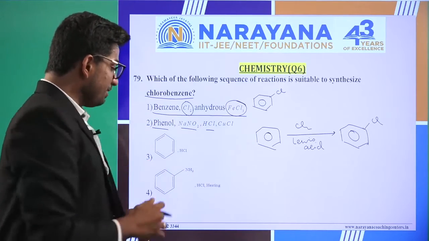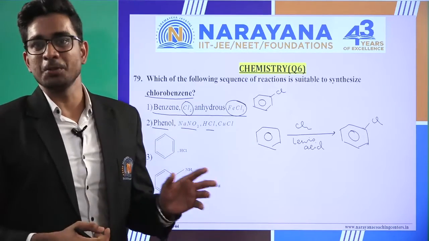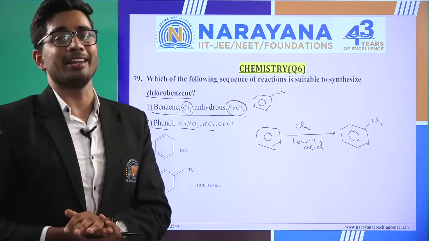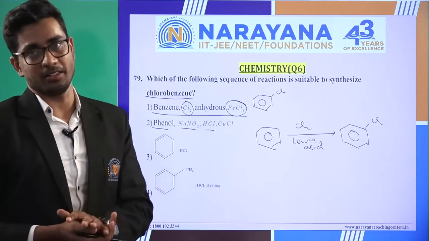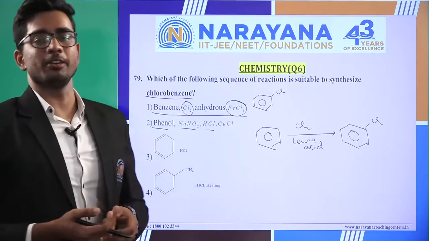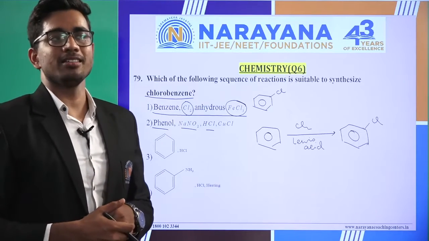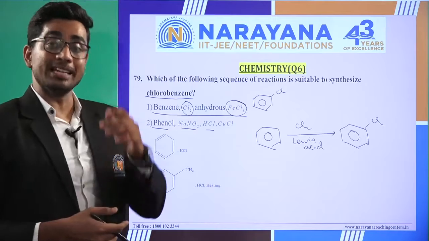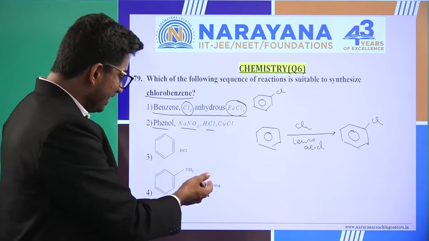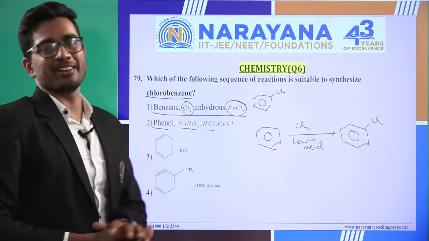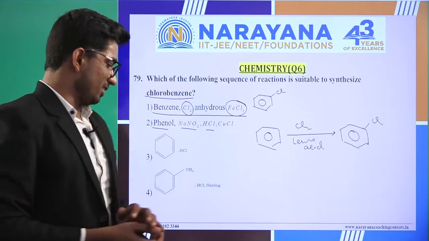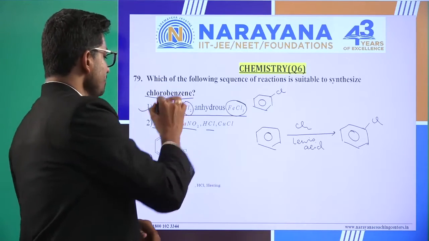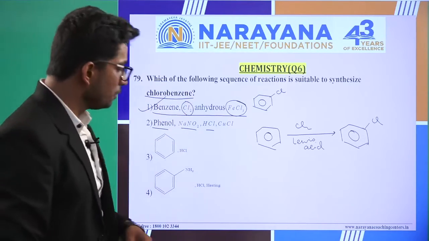Next, benzene with HCl. So let me tell you, alkene reacts with HCl because it is a better nucleophile, more nucleophilic than benzene. Benzene is not that nucleophilic because it will lose aromaticity, and hence it will lose the stability. Next is aniline with HCl. So base and acid reaction simply will form aniline chloride. Okay, so this is not going to be correct. The correct answer is option number 1. Let's move to the next one.